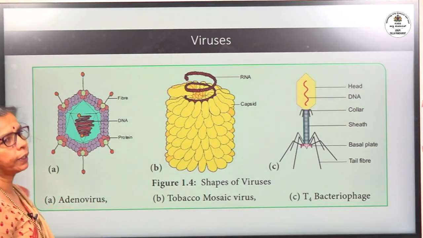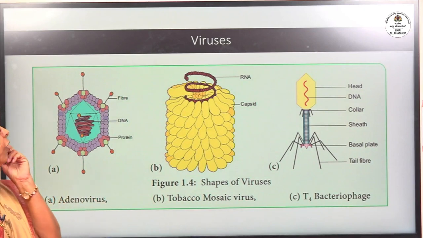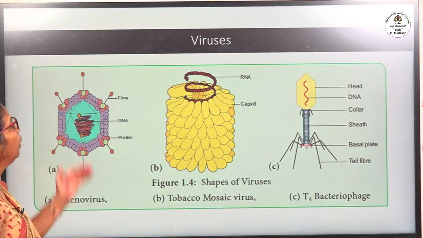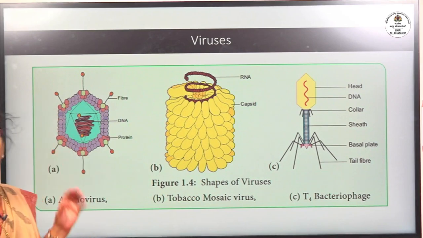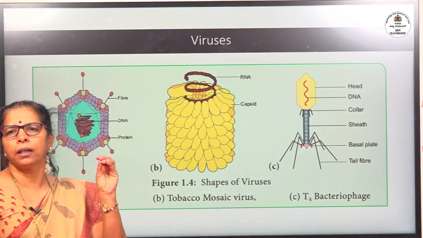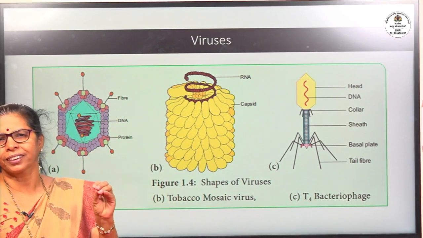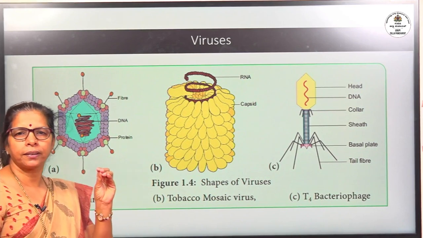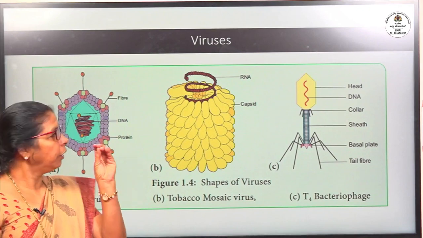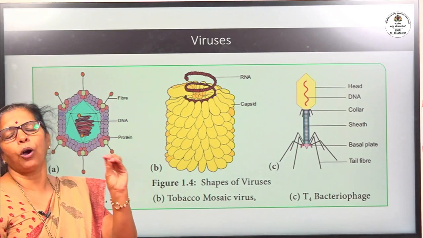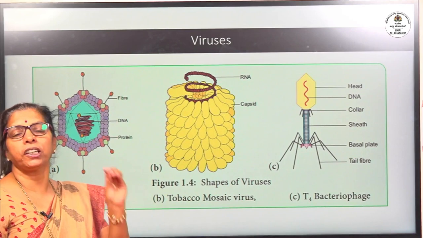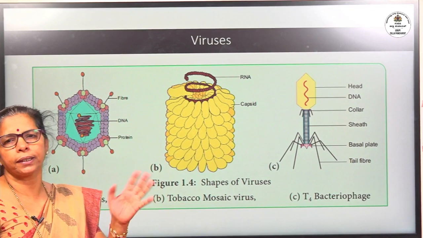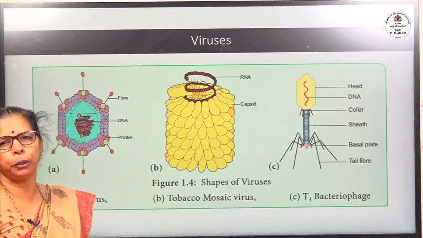Next, regarding viruses. As I said, viruses do not have any place in Whittaker's system of classification. So what are these viruses? Viruses are infectious entities, infectious agents causing infection in both plants and animals, even human beings.